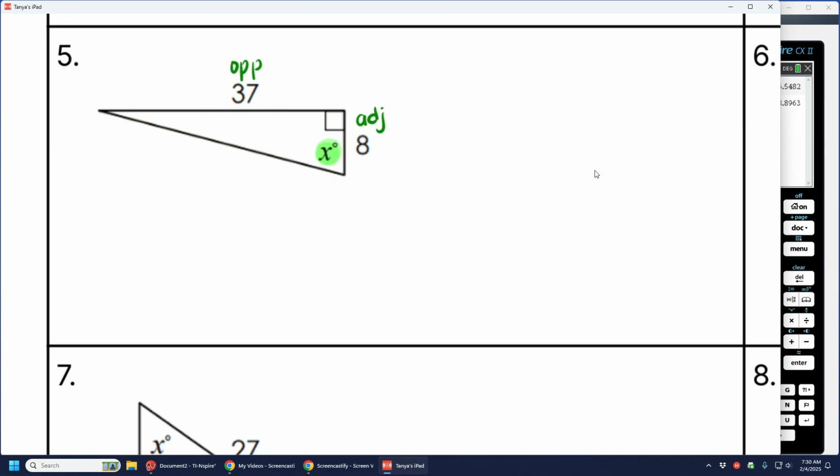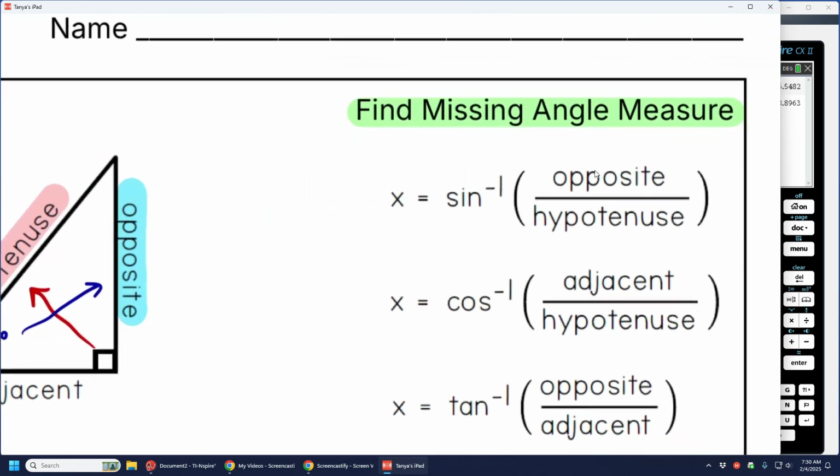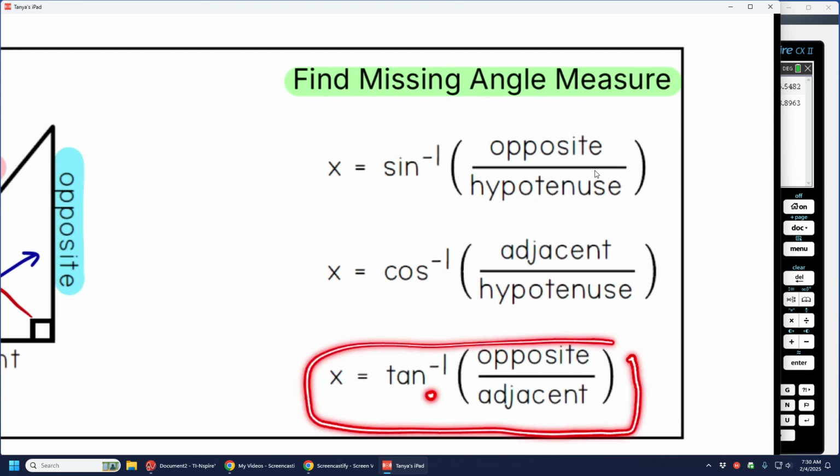So this time, since I'm looking for a missing angle, when I look at my notes at the top, I'm going to look at this side. And the one that has opposite and adjacent is this one right here. So we're going to use tan inverse.